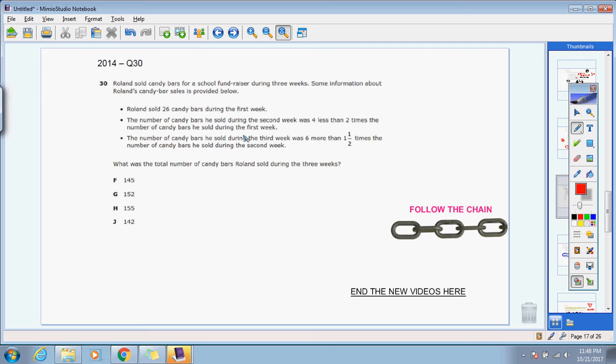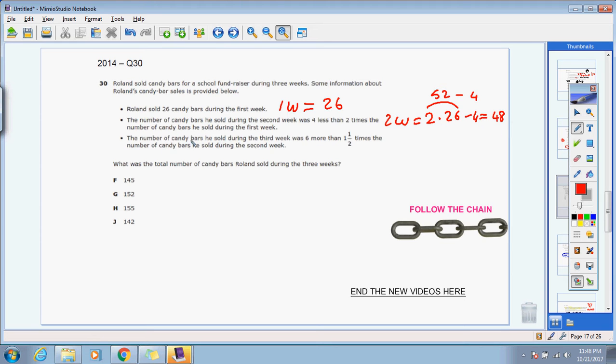So we have three options. They are connected to each other. So first week, he sold 26. Second week, twice 26 minus 4, which is going to be 48, because 2 times 26 will give us 52, minus 4 will give us 48.